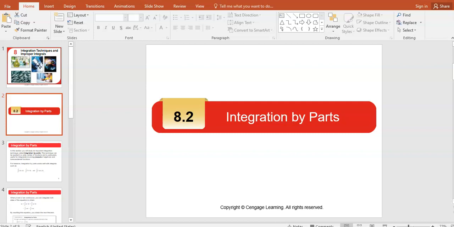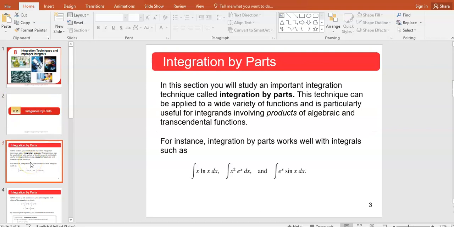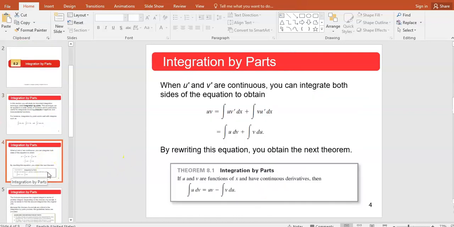8.2, we're going to be integrating by parts. So this is going to be a new topic we're going to be learning. So integrating by parts, here are some scenarios on when we need to use it. Okay, when we have x times natural log of x squared times e to the x, or we have a function times a trigonometric function.